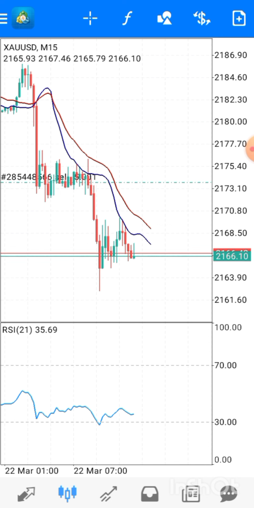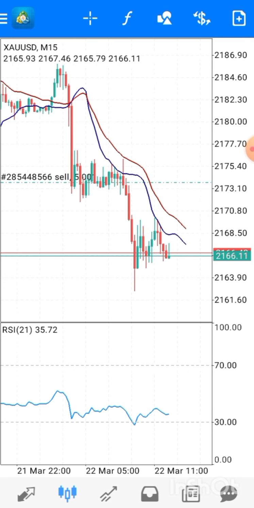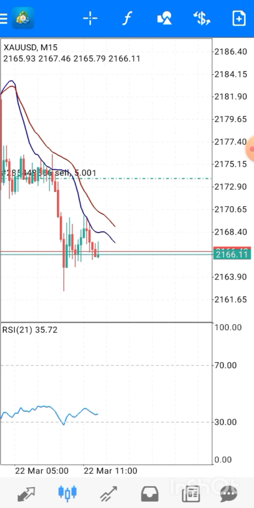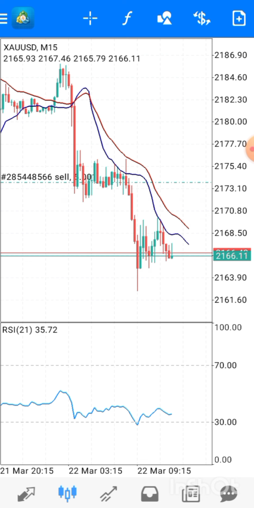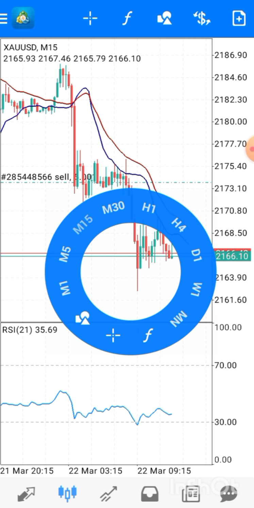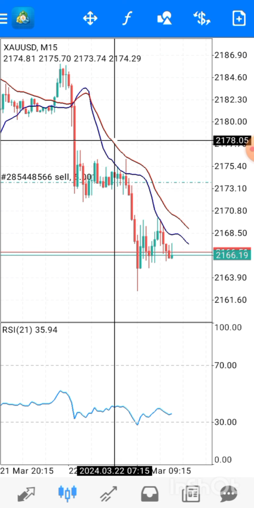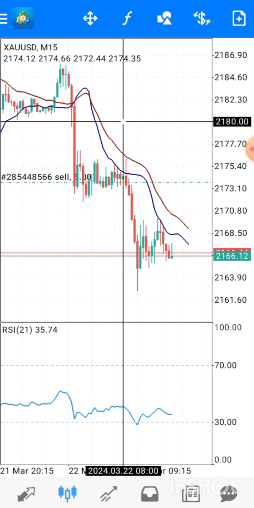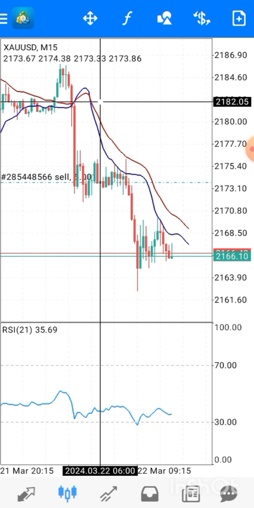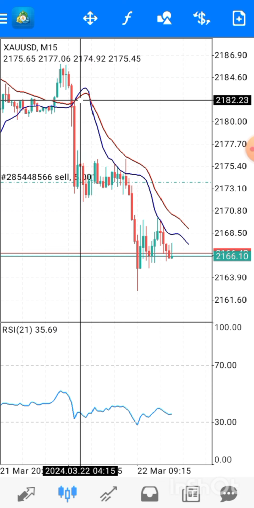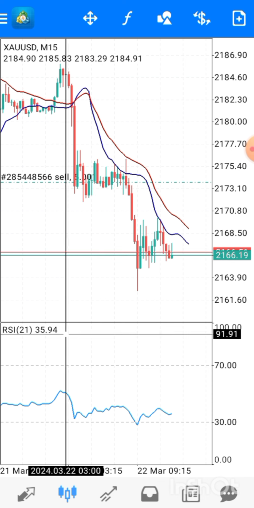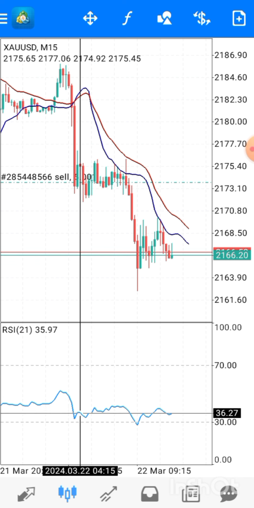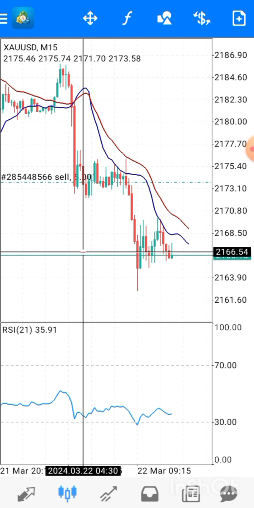As you can see on my screen right now, I'm taking a trade. I'm taking gold, and this is the 15 minutes time frame. Now, let me explain what you all can see on my screen. I'm using two exponential moving averages, and also this indicator right here, the relative strength index. Now let me explain to you how this works.